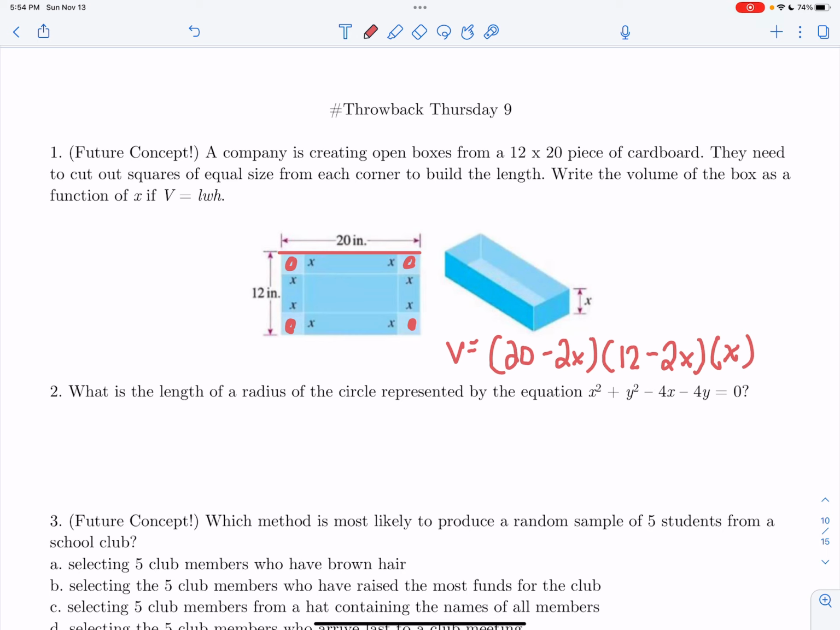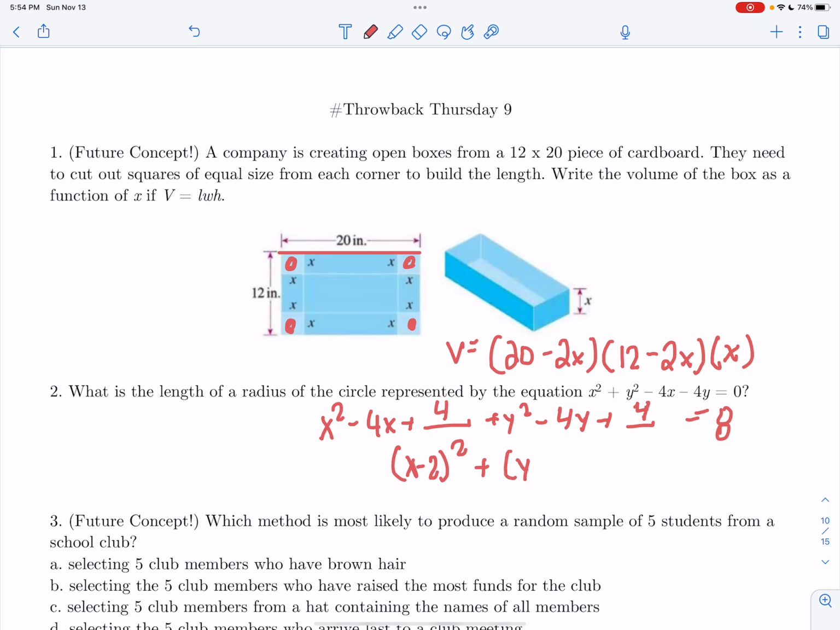Number 2 is asking us the length of the radius of the circle represented by this lovely equation right here. So I have x squared minus 4x plus blank plus y squared minus 4y plus blank is equal to 0. My blank here is 4, my blank here is 4, so this is going to be 8. This is going to be (x minus 2) squared plus (y minus 2) squared is equal to 8. It's asking you for the radius. 8 is not a radius. Remember that 8 is r squared. So if 8 is r squared, then r is going to be root 8, or 2 root 2. That is the length of my radius.